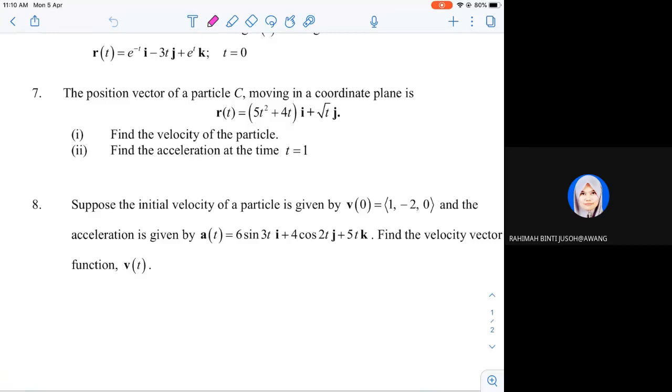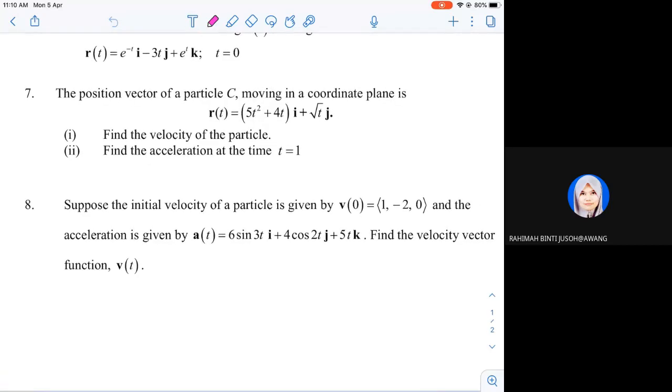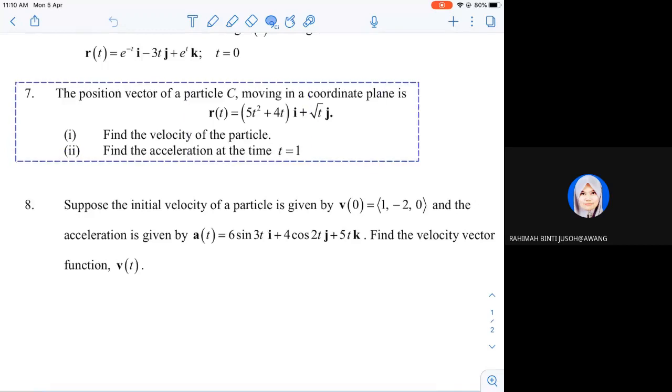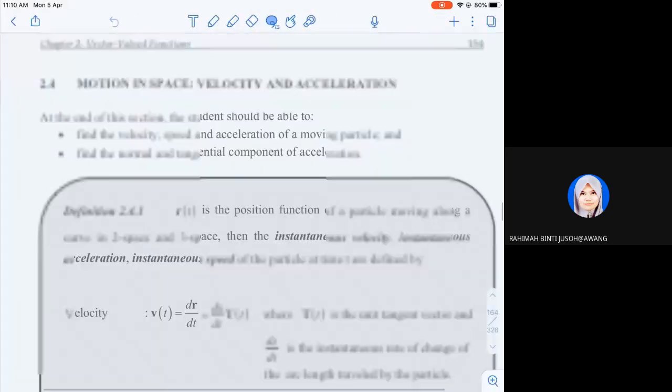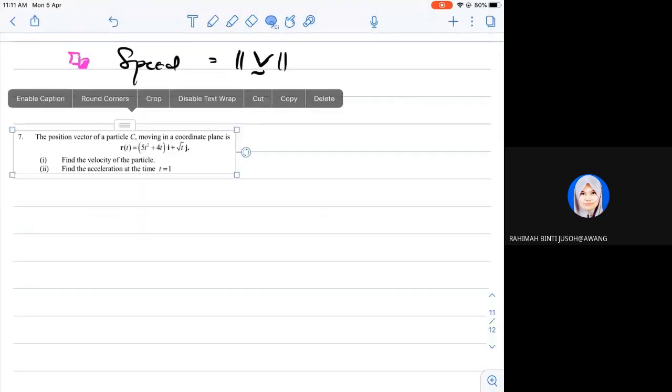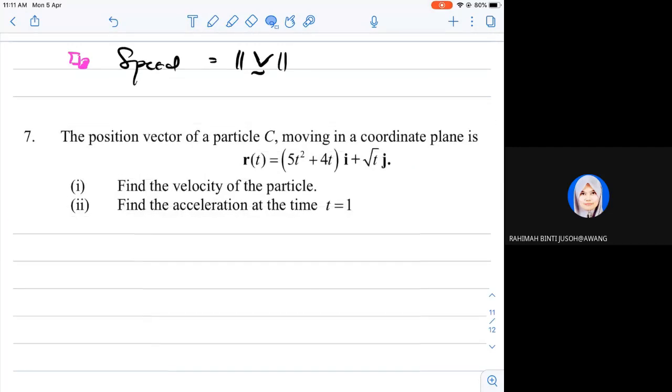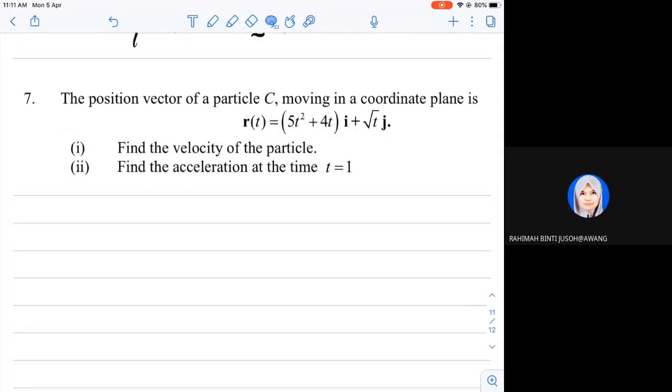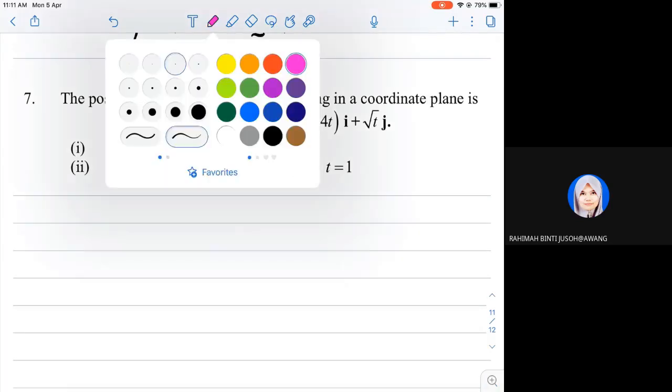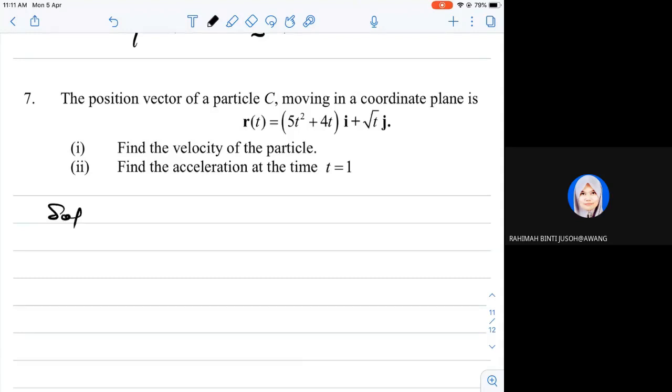Okay, let us do question number 7. Question 7. Find the position vector of particle C. The position vector of a particle C moving in a coordinate plane is, okay, dia bagi nilai tu. Find the velocity of the particle. Saya kena buat apa ni guys? Nak cari velocity. Differentiate ke integrate? Differentiate. Okay. You kena highlight the keywords here.